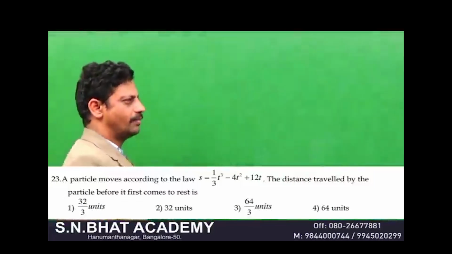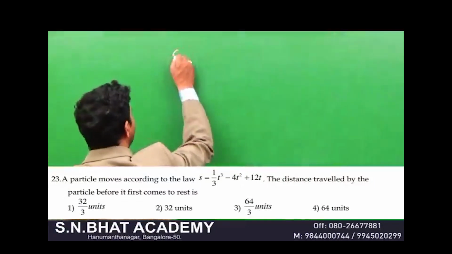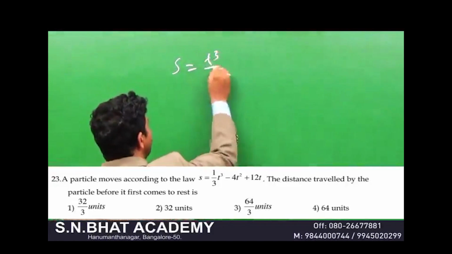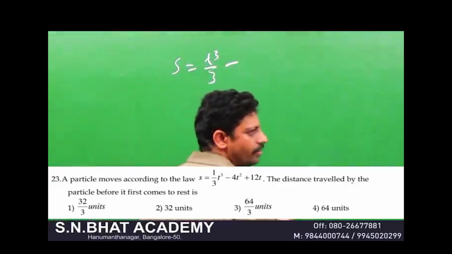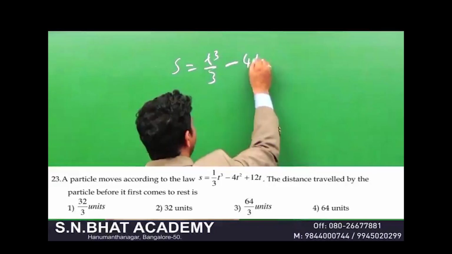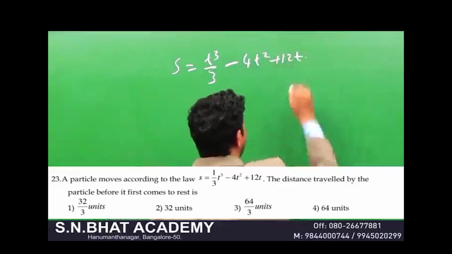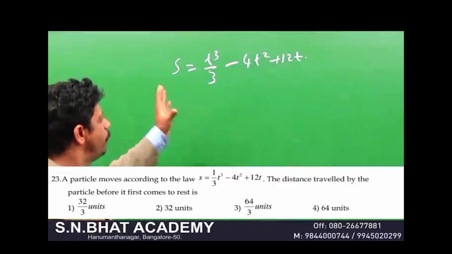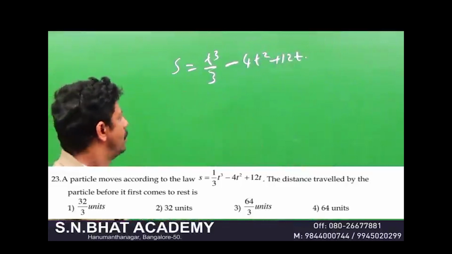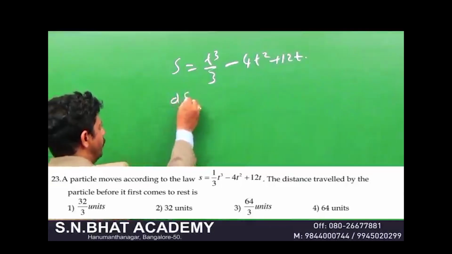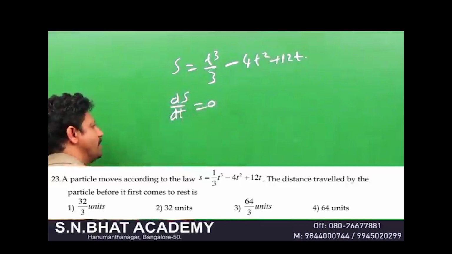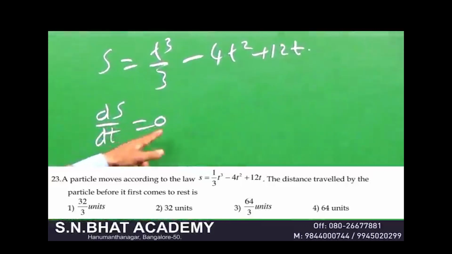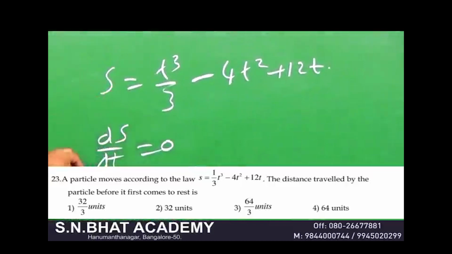Next question is question number 23. It is given that a particle moves according to the law S equal to t cube by 3 minus 4t square plus 12t. We have to determine the distance traveled by the particle before it comes to rest for the first time. So it comes to rest means the velocity should be 0. That means ds by dt is 0. Velocity 0 means ds by dt is 0.